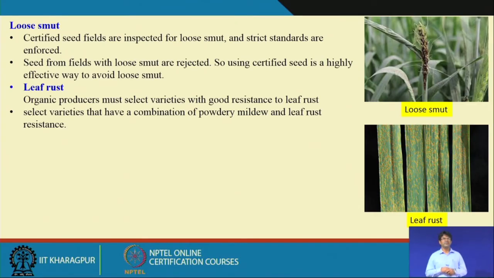Similarly, for leaf rust, an organic producer must select varieties with good resistance to leaf rust, and select varieties that have a combination of powdery mildew and leaf rust resistance. Because the seed is the source of many pathogens, many diseases in the field come from the seeds. So, seeds should be collected from a trusted source and should be free from pest and disease infestation. Those seeds can be used, so you can minimize many pest and disease infestations in the field.